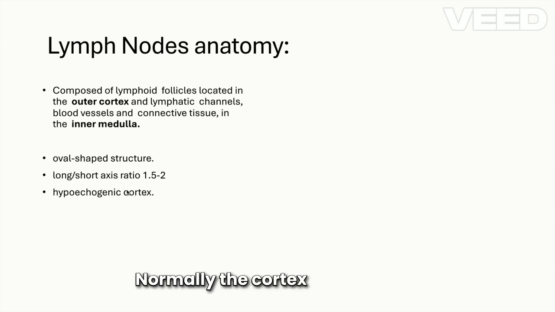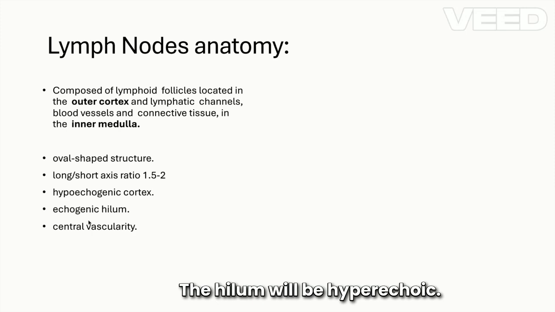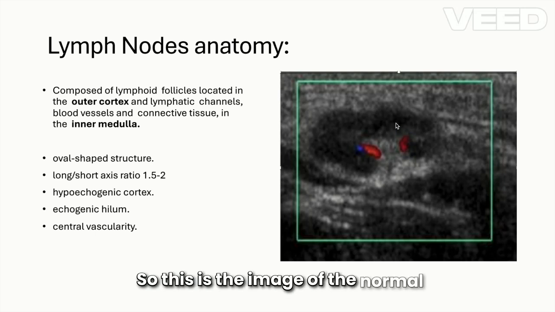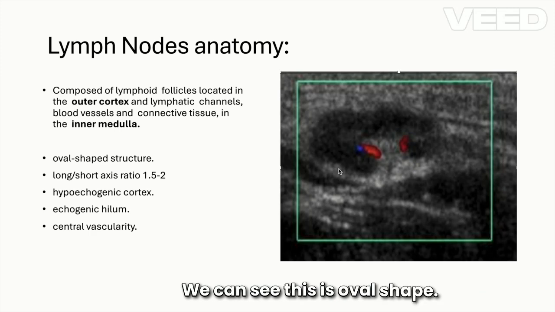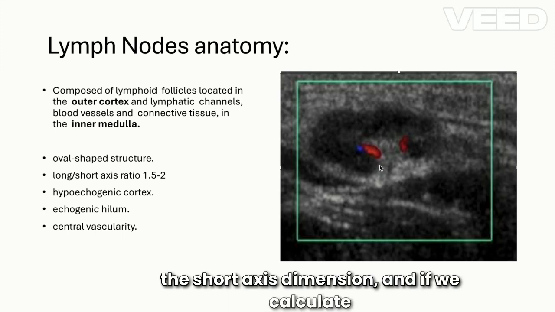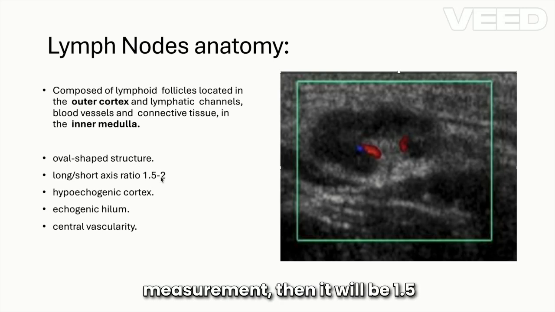Normally the cortex of the lymph node is hypoechoic. The hilum will be hyperechoic. Central vascularity we can appreciate in the lymph node. So this is the image of the normal lymph nodes. This is oval shaped, it is not spherical or round. If you calculate the long axis dimension and the short axis dimension, and calculate the ratio of the long to short axis measurement, then it will be 1.5 to 2.